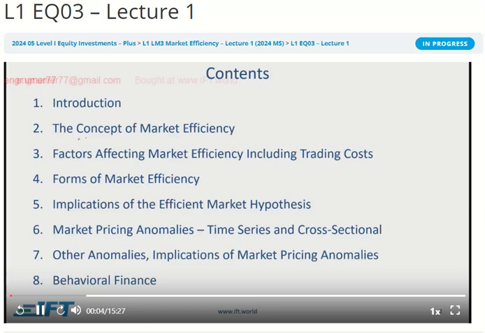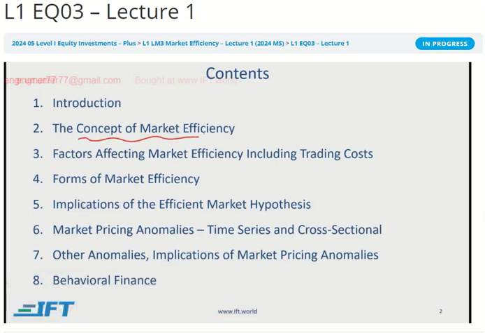We're going to talk about the concept of market efficiency, what are the factors that affect it, including trading costs. We talk about the three different forms of market efficiency, what are the implications of the hypothesis that says market is efficient, and there are some anomalies that fall outside this hypothesis. We'll look at the two different types, which is time series and cross-sectional.